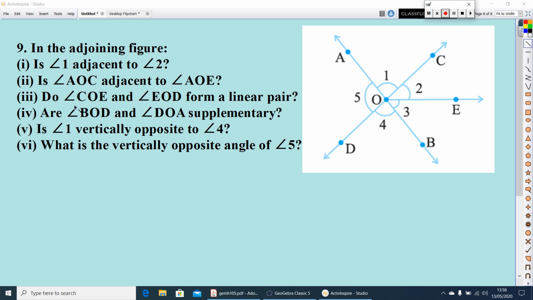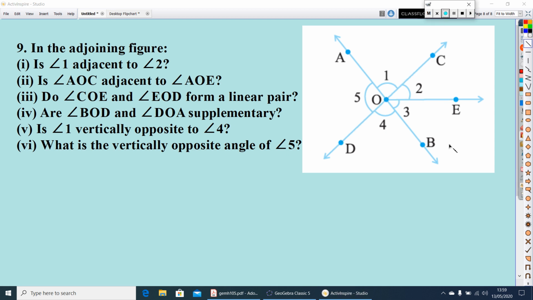Next question is, do angle COE, this is angle COE, and angle EOD form a linear pair? That means if the non-common arms are opposite rays, you can say it is a linear pair. Here OD and OC are non-common arms and become opposite rays, so you can say it is a linear pair.